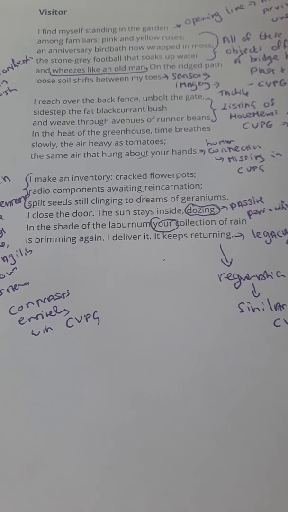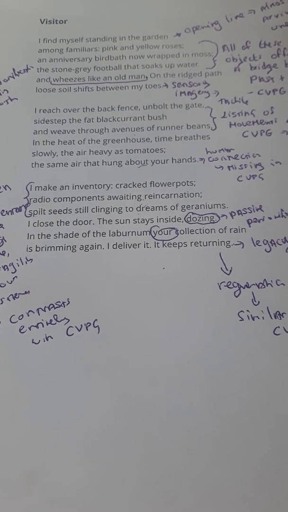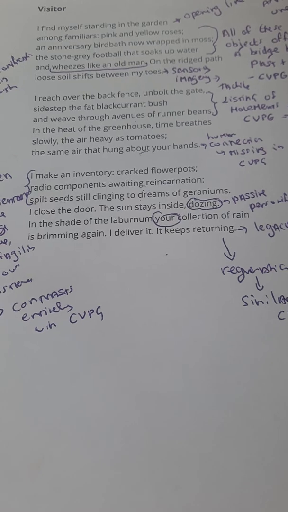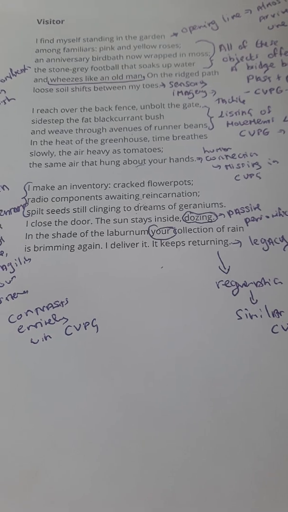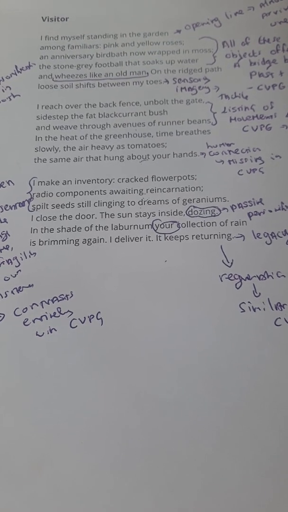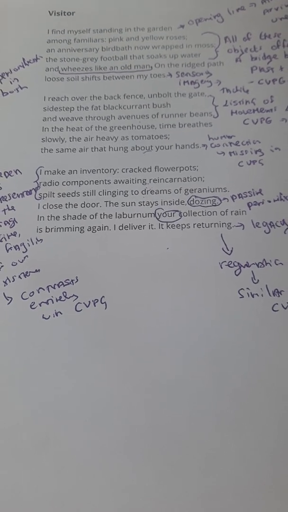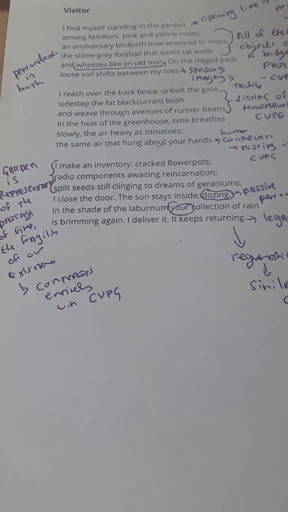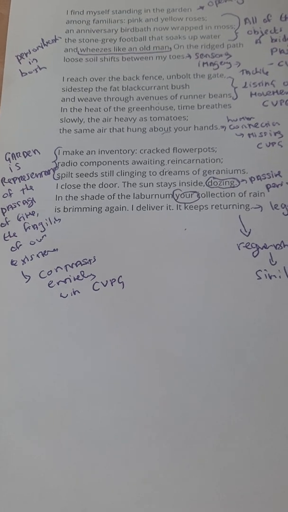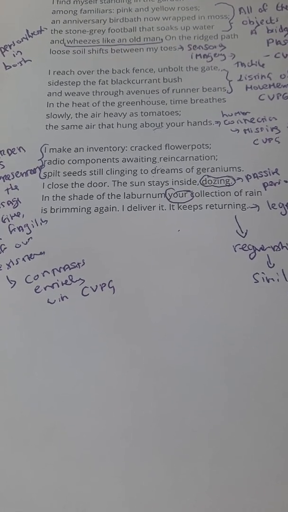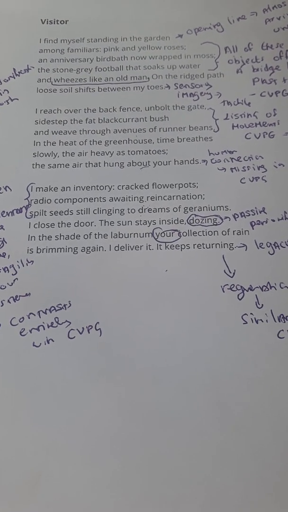Here, the garden seems to represent past and present relationships, and how there's this residual connection even after so much time has passed. Whereas in Chainsaw versus Pampas Grass, you feel the residual emotion is anger, frustration and power struggles. So third stanza: "I make an inventory, cracked flower pots, radio components." This garden is representative, I would say, of the passage of time, the fragility of our own existence, but also the fact that we can leave behind a legacy. All of these things are bringing back memories to the speaker.